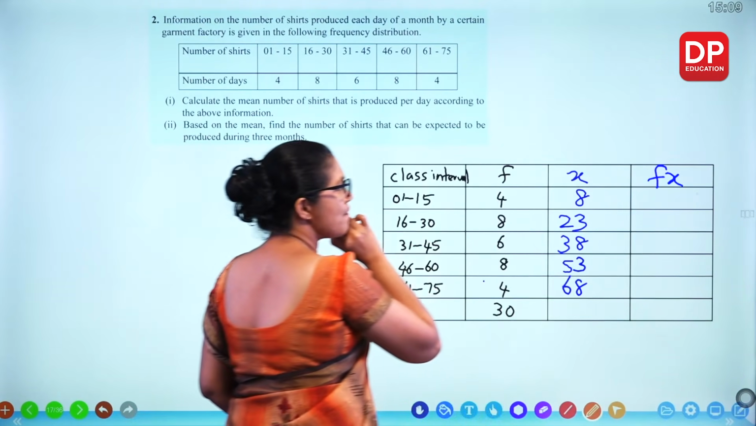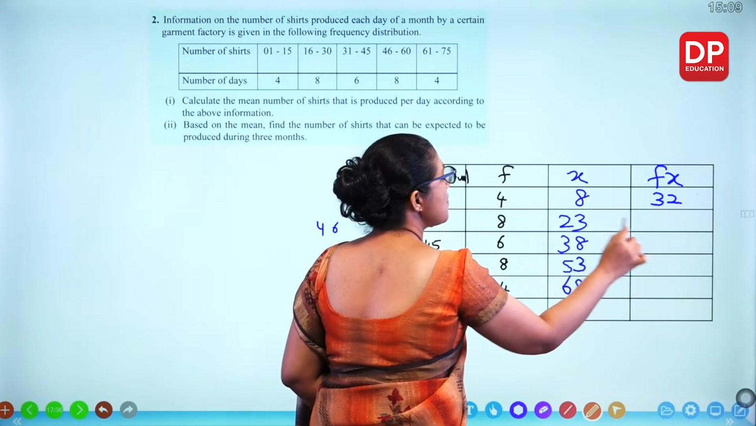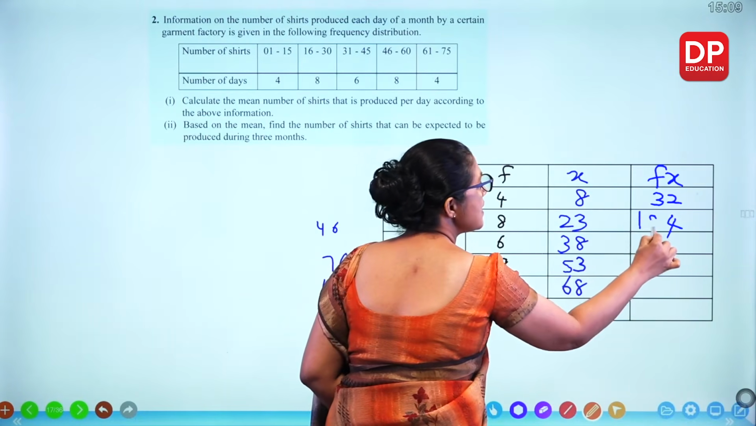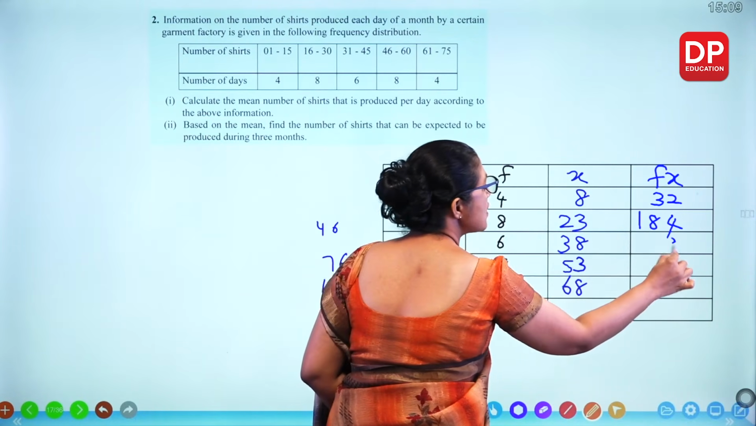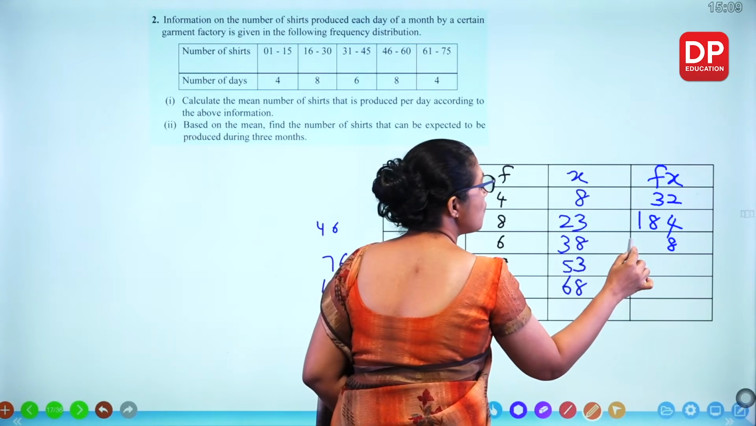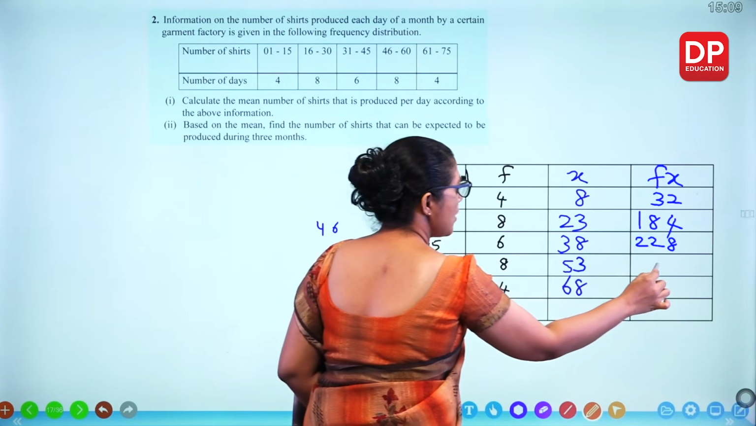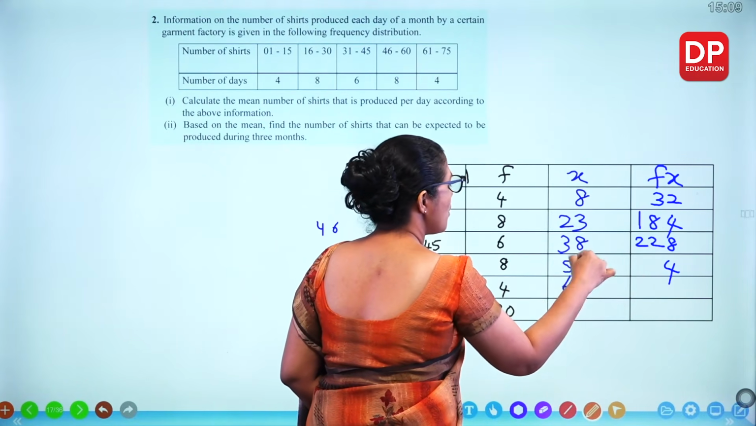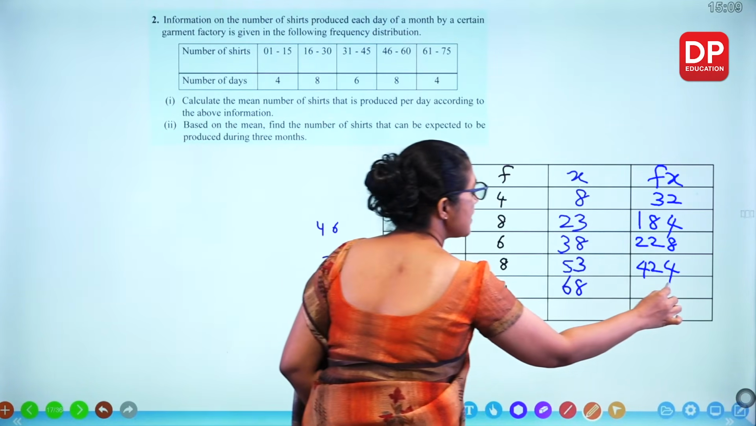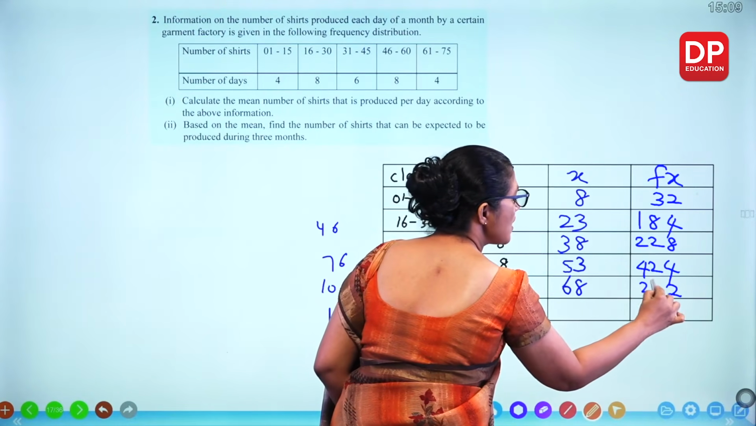Multiply and get fx values. 8 times 4, 32. 8 times 3, 24. 8 times 2, 16. Plus 2, 18. 6 times 8, 48. 4 remaining. 6 times 3, 18. Plus 4, 22. 8 times 3, 24. 42 here. 4 times 8, 32. 4 times 6, 24. Plus 3, 27.